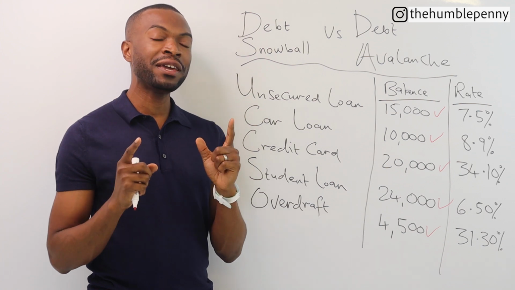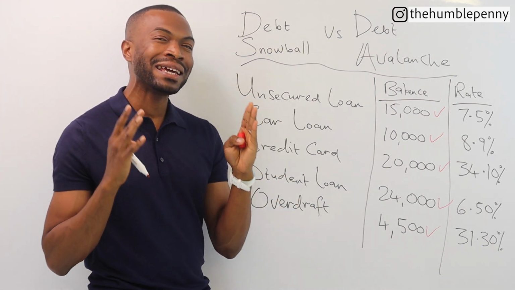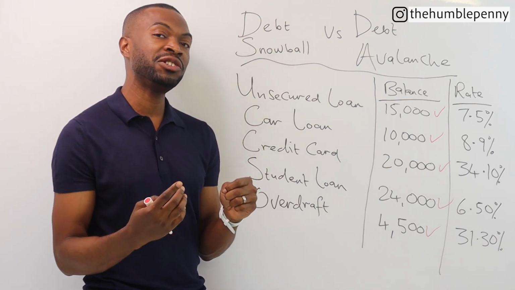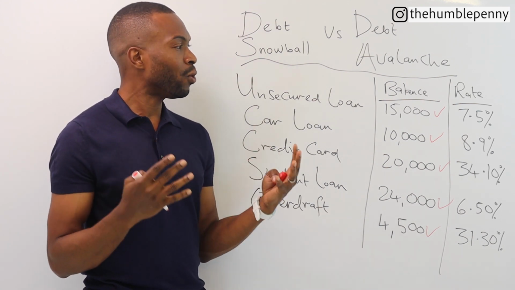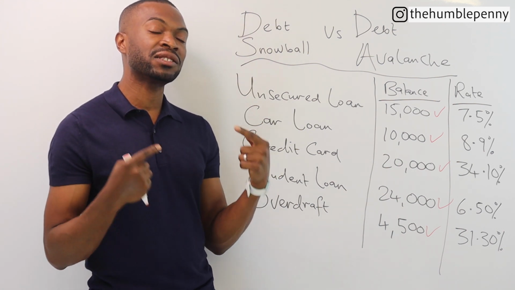I'm going to be walking you through a practical example of this using these numbers, but on an Excel sheet, so you can see what level of interest we could potentially save for this particular hypothetical example, and also how quickly, which method will lead to us paying off the debt a lot quicker.